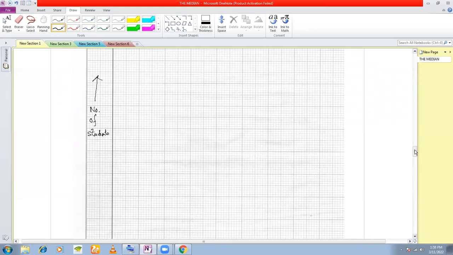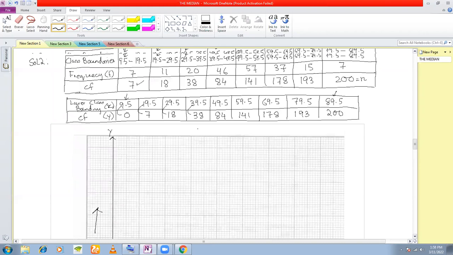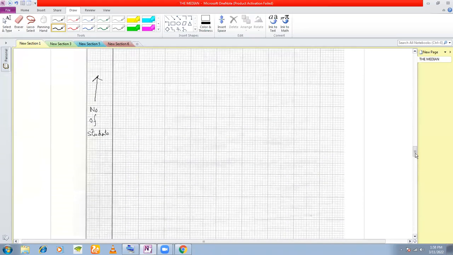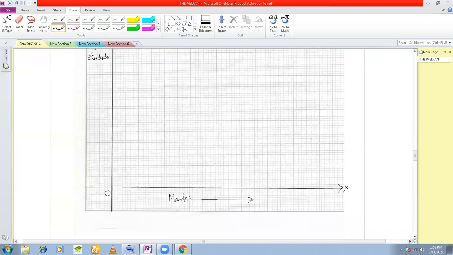Now we'll decide on the scale. In the x-axis, we plot the lower class boundary. So it starts from 9.5 and finishes at 89.5. So that's approximately 8 divisions you need. If I start with 9.5 here, taking 10 divisions, I will not be able to reach that.